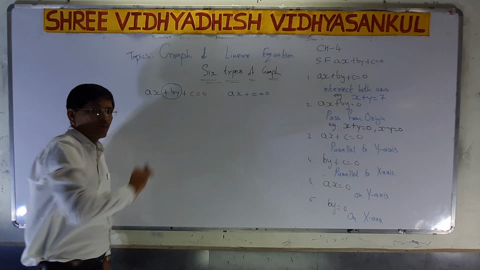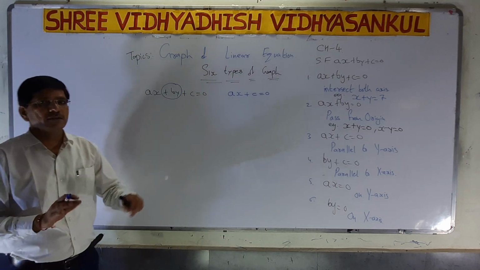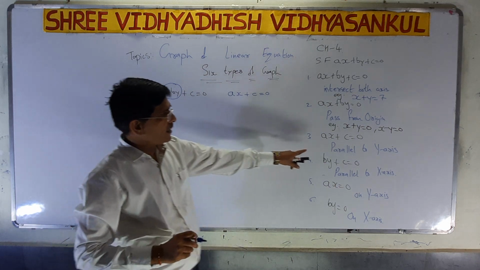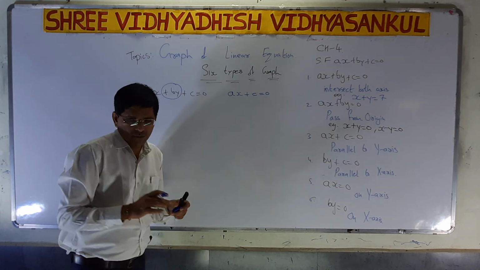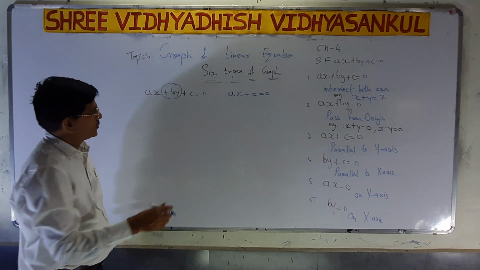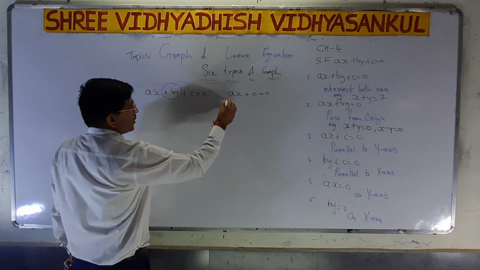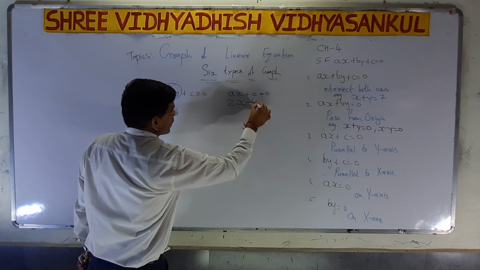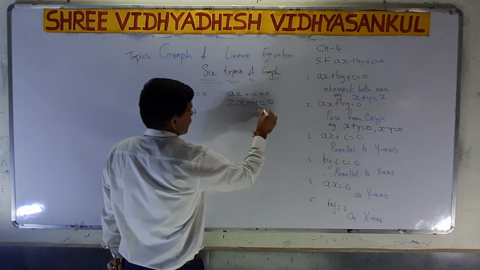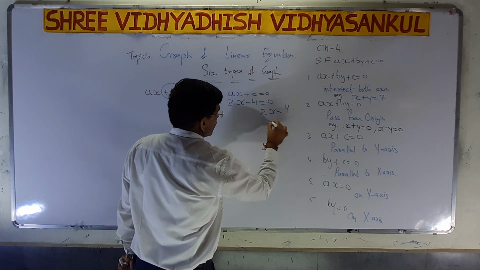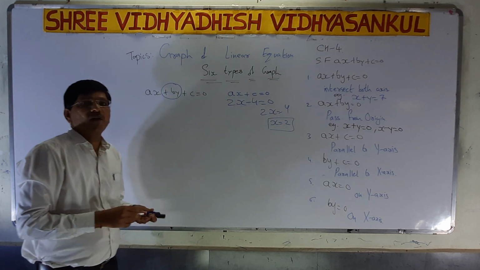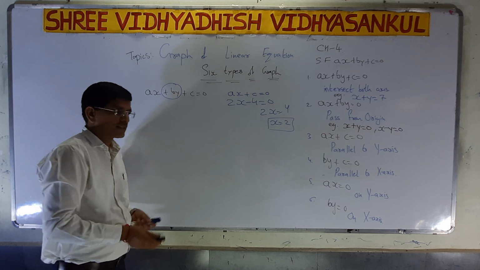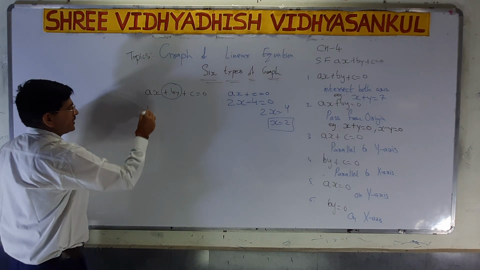Now if you see the equation, when by is not there, such a type of graph is parallel to the y axis. So if I write an equation, 2x minus 4 is equal to 0, therefore 2x is equal to 4, therefore x is equal to 2, meaning the value of x is fixed.